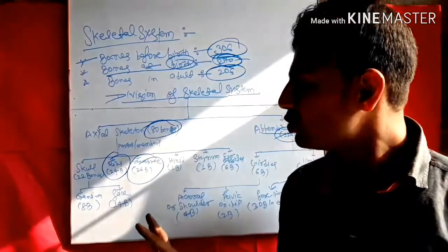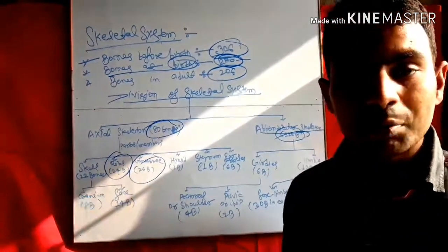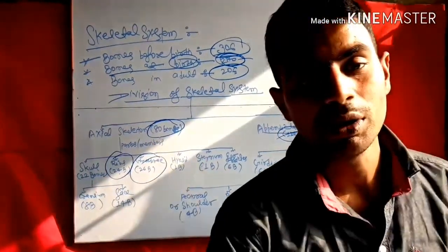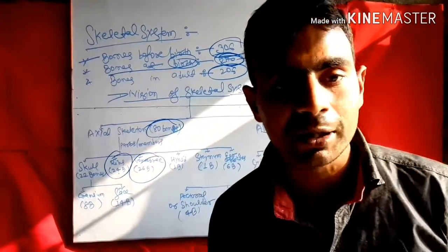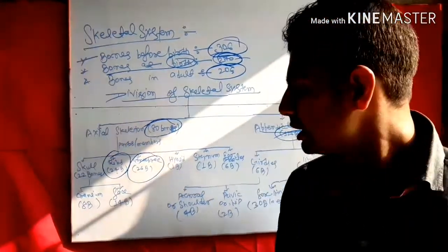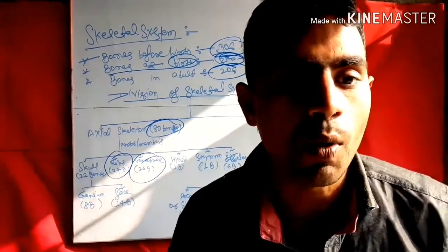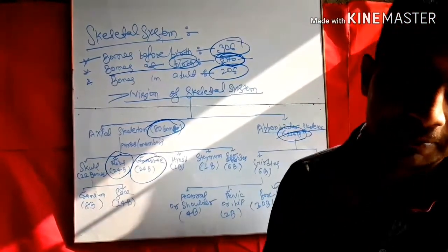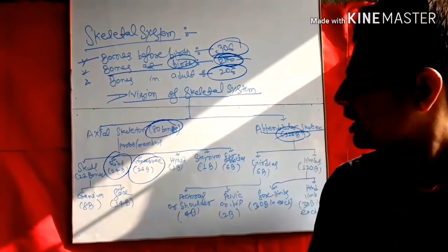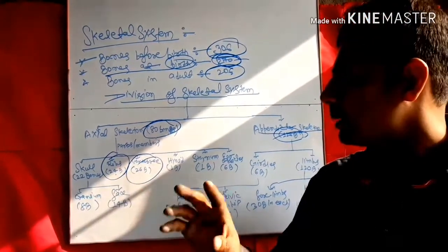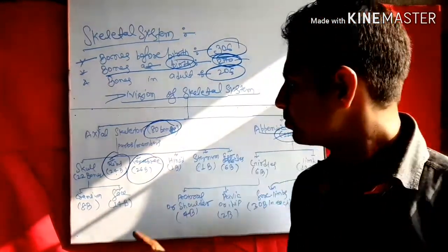First, you know that in the skull 22 bones are present, and the skull is divided into two parts. One part is the cranium, another part is the face. In the cranium 8 bones are present, and in the face 14 bones are present. Cranium is the brain box, because the brain is present in this. After that, ribs. In the ribs 24 bones.